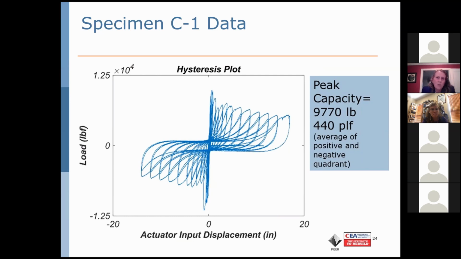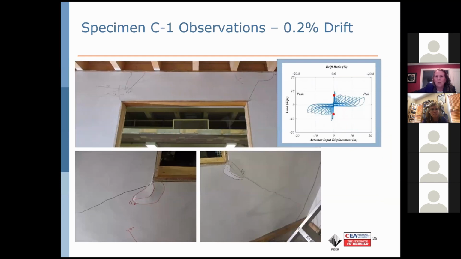This is the hysteresis that we get out of this, and we've got a peak capacity of about 440 pounds per linear foot that you can see as the peaks there. What you're seeing is the strength and stiffness of the plaster, and then the plaster starts degrading. But as it degrades, you get a huge amount of residual capacity retained out to something on the order of 17% drift. And to have it retain that capacity over that period of time is fairly amazing.